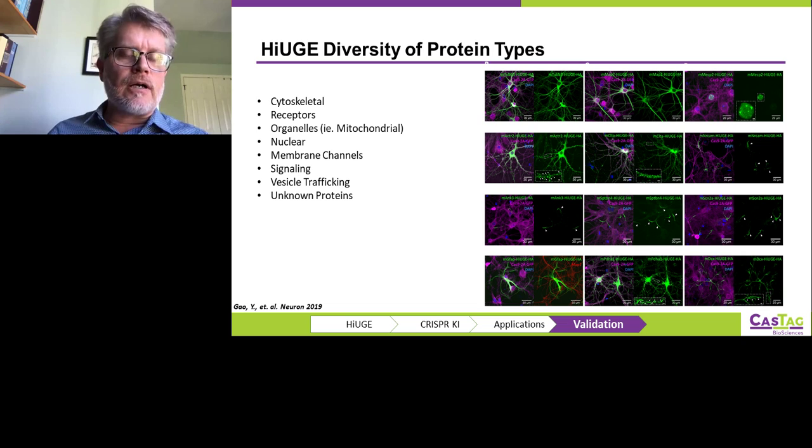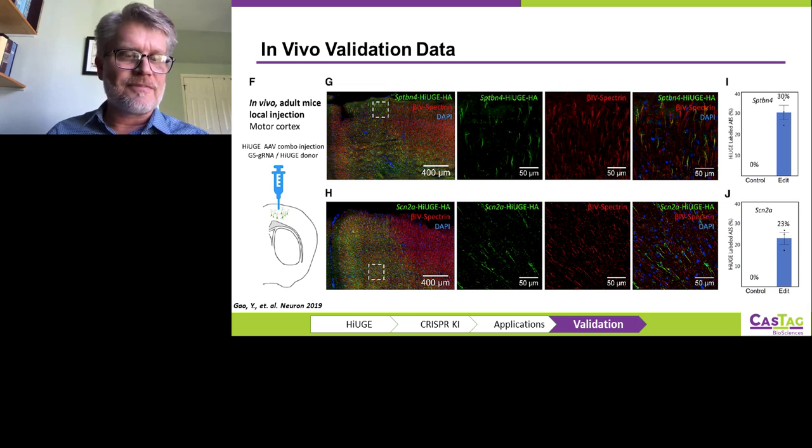Overall, we've labeled cytoskeletal proteins, receptors, and proteins that mark organelles. So you saw the example of the movie lighting up mitochondria in real time. We've also labeled the nucleus, membrane channels, including that voltage-gated sodium channel, signaling proteins, including kinases, proteins involved in vesicle trafficking, as well as, of course, unknown proteins, which are some of the more exciting ones.